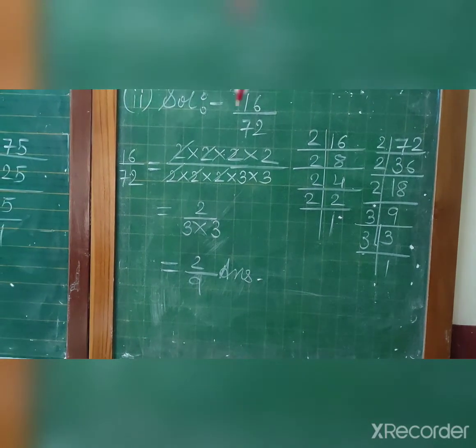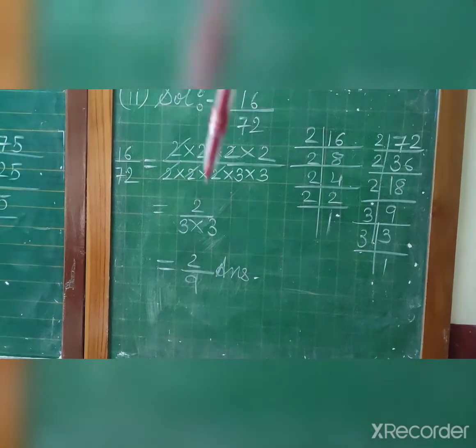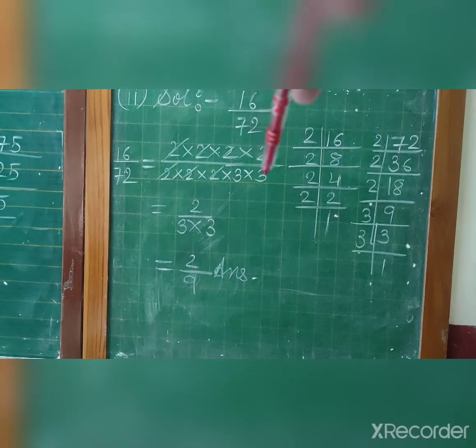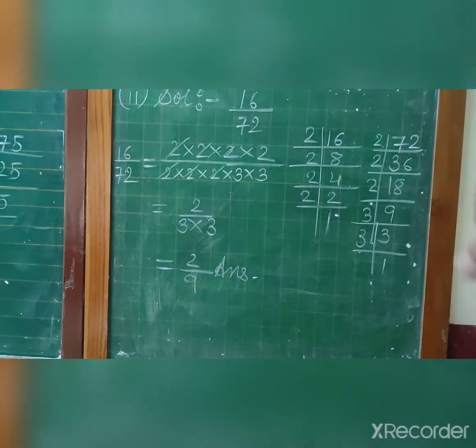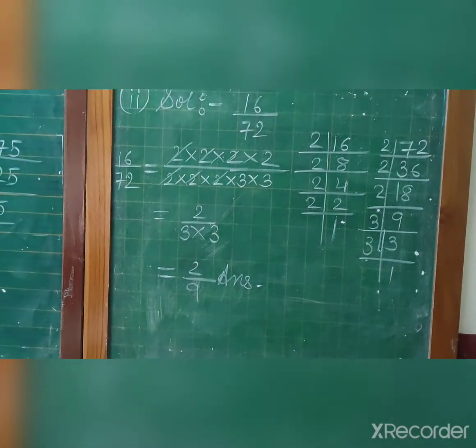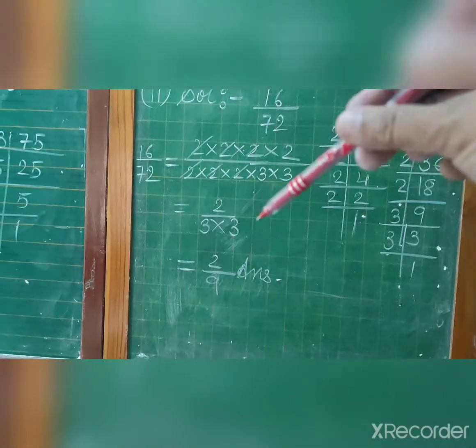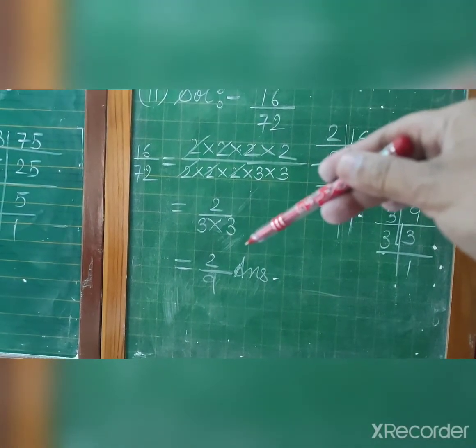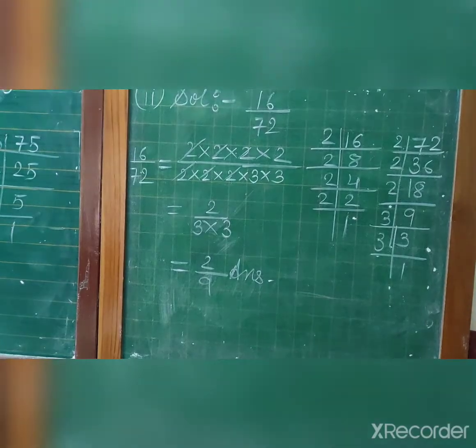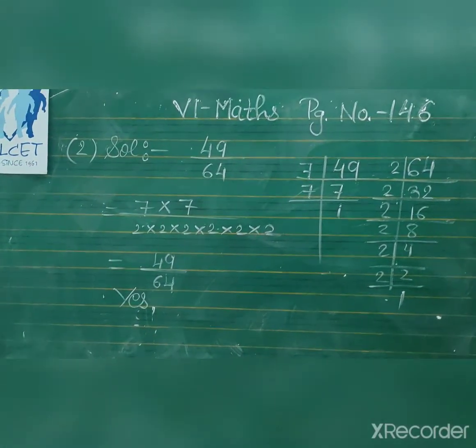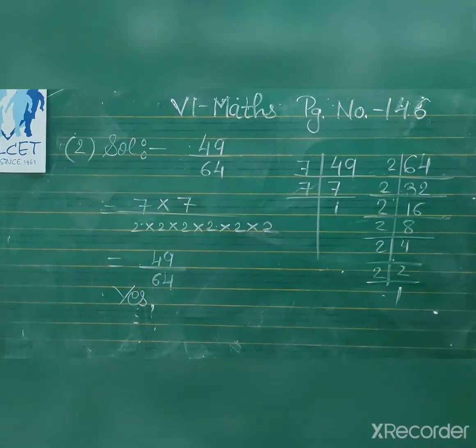2 cancels by 2, 2, 2. In the numerator 2 is left, and in the denominator 3 3s are 9. So the simplest form is 2 upon 9. See here, one of the factors should be prime. So the prime number is 2. Now we will check whether 49 upon 64 is in its simplest form.